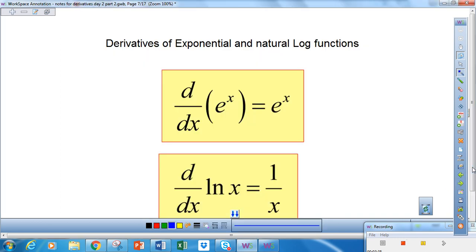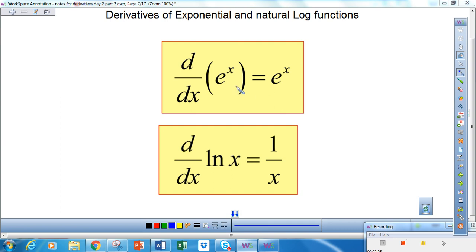Remember, the codes are already negative. e to the x is my favorite because the derivative of e to the x is e to the x. And the derivative of natural log of x is 1 over x. And again, this is just something that you have to memorize.